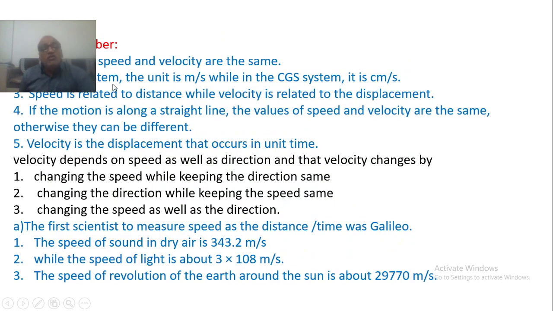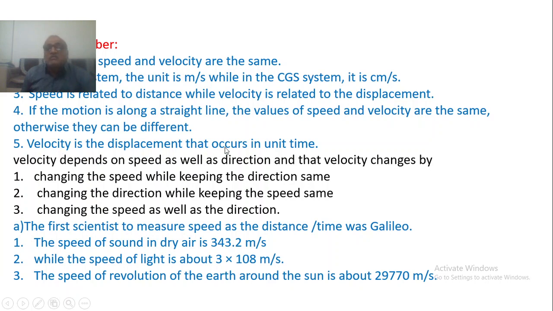Now, we always remember from these examples the four physical quantities, that is distance, displacement, speed and velocity: the units of speed and velocity are the same, and the units of distance and displacement are the same. In the SI system, the unit of speed and velocity is meter per second, while in the CGS system it is centimeter per second. Speed is related to distance while velocity is related to displacement. If the motion is along a straight line, the values of speed and velocity are the same. Otherwise, they can be different.